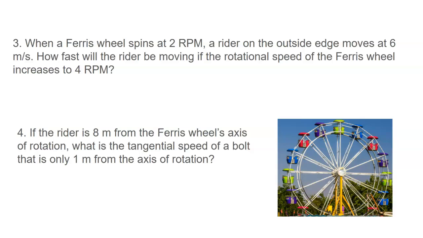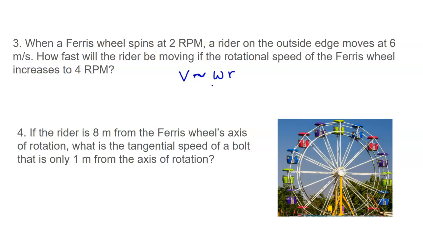All right, question number 3. When a Ferris wheel spins at 2 RPM, a rider on the outside edge moves at 6 meters per second. How fast will the rider be moving if the rotational speed of the Ferris wheel increases to 4 revolutions per minute? So here we can use proportional reasoning to answer this question. We know that the linear speed is proportional to the rotational speed times the radius, or the distance the rider is from the axis of rotation.